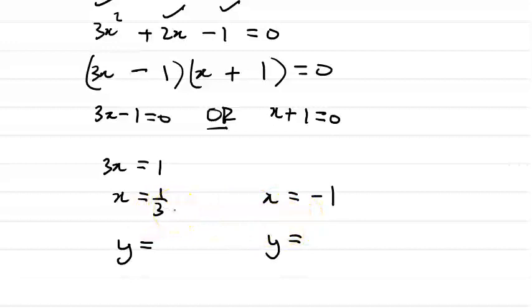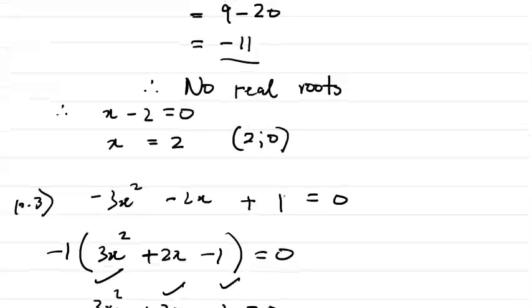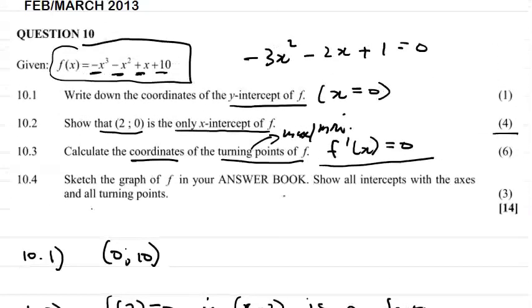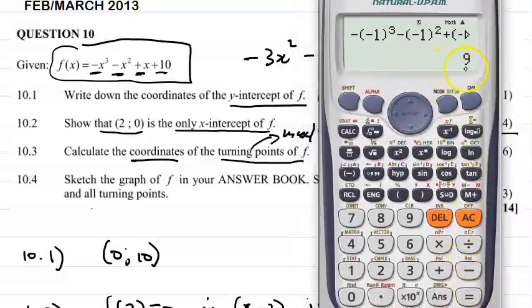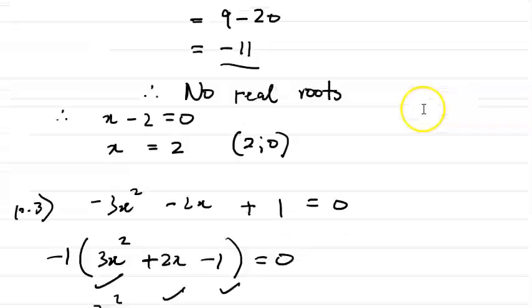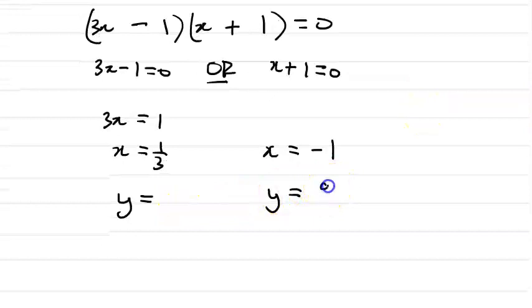So let's go back to the original function. Remember, we're going to substitute 1 over 3 and minus 1 back into our original function. Remember, to get your y value, you always have to substitute back into your original equation. So if we substitute minus 1, we got minus 1 minus minus 1 all cubed, minus minus 1 squared plus minus 1 plus 10, all done. And now let's see what answer we get there. So the answer that we got is 9. So therefore the y value there is going to equal 9. So we got negative 1 and 9.